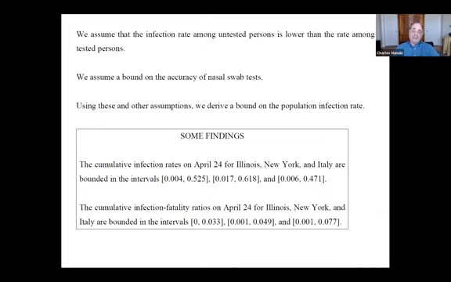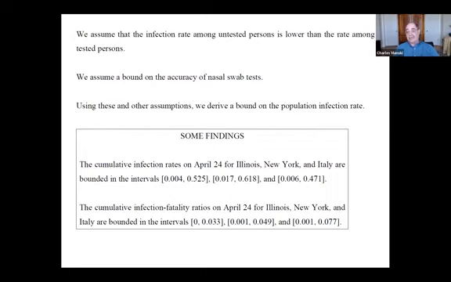But let me say, in terms of the assumptions, the key assumption that we make is a monotonicity assumption, which we think is highly credible in the current context: the infection rate among people who have been tested is higher than the infection rate among people who have not been tested. Or, put the opposite way, the infection rate among the untested is lower than the rate among the tested, because in order to be tested, you have to show symptoms or have had contact with someone who's known to be infected. So that's a monotonicity assumption. It provides some identifying power.